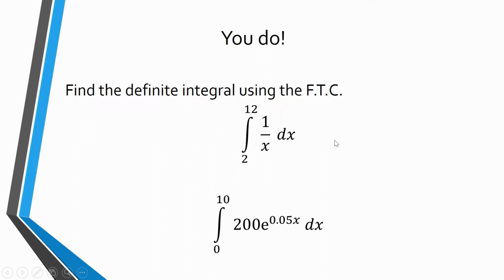Here's what I'd like you to do. Push pause on the video and try these two problems on your own. Round your answers to 2 decimal places if you need. Again, push pause on the video and do these problems. On the next video, I will do them.